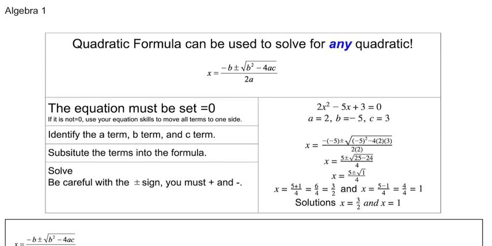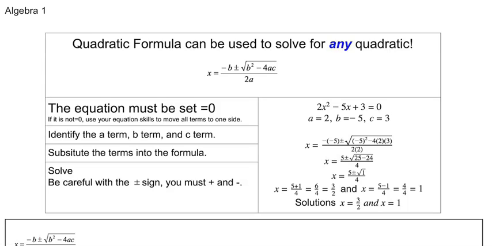So important information to keep in mind. The equation must be equal to 0. So you have to make sure that you get everything moved and you put it back into standard form. You need it in ax squared plus bx plus c equals 0. We're going to identify each of those a, b, and c terms. We're going to substitute them into this formula, and then we're going to solve.